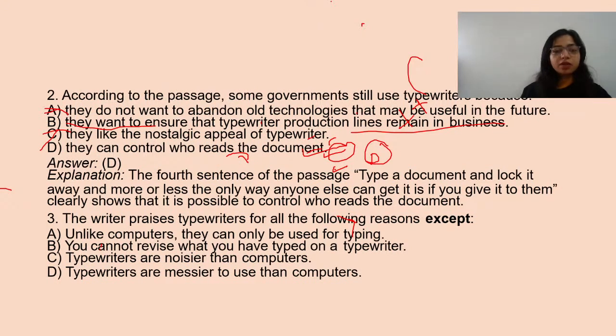Here, the fourth sentence of the passage: type a document and lock it away, and more or less the only way anyone else can get it is if you give it to them. Clearly this shows that it is possible to control who reads the document. Yes.